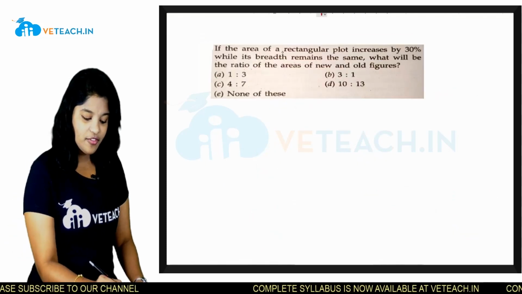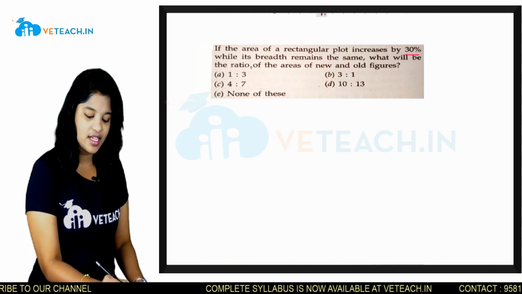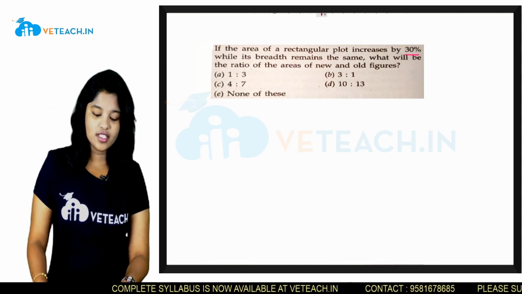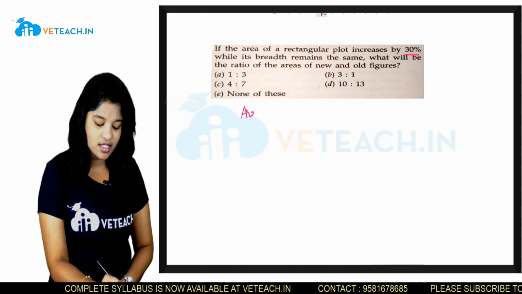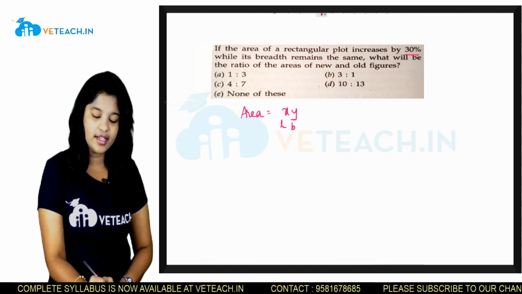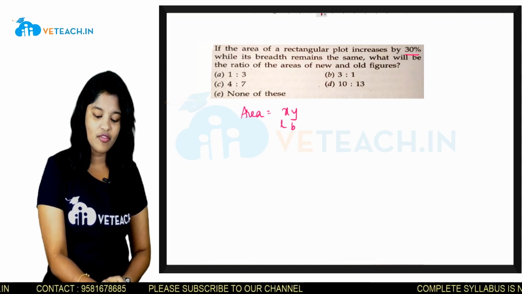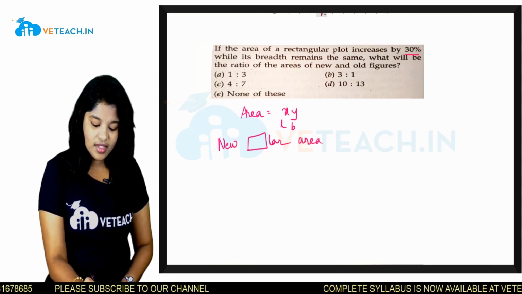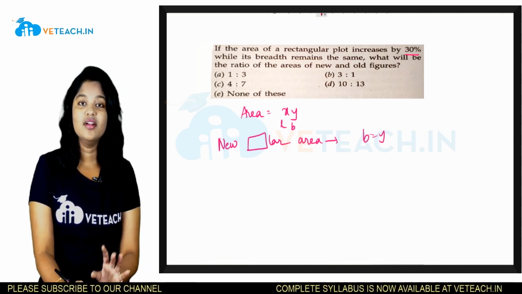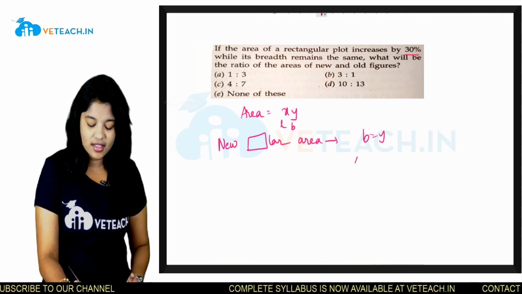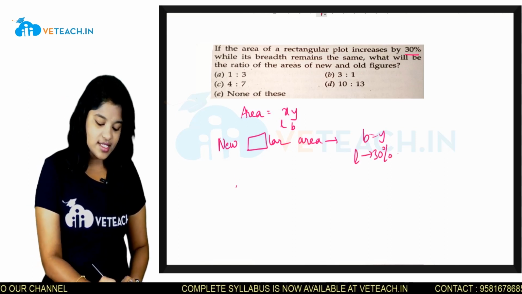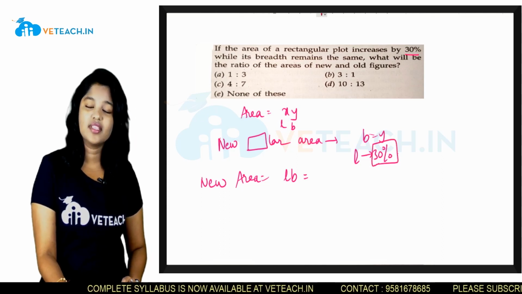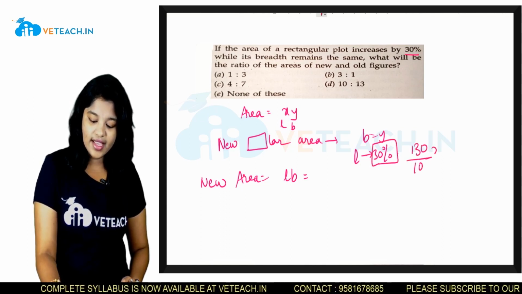See the next problem. If the area of a triangular plot increases by 30% while the breadth remains the same, what will be the ratio of areas of the new to the old figures? First, consider the original area to be x into y, that is length into breadth. Now it increases by 30% while its breadth remains the same. So in the new triangular area, the breadth remains the same, it is y, it is undisturbed. But the area is increased by 30%, that means the length is increased by 30%. So the new area is L into B, whereas L is increased by 30%, that means it becomes 130x by 100.